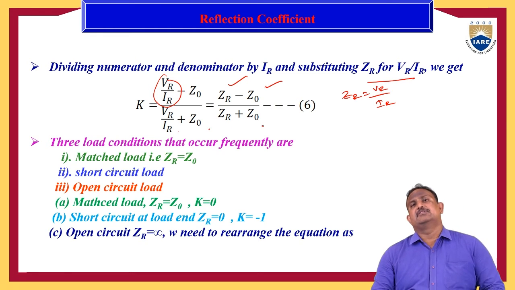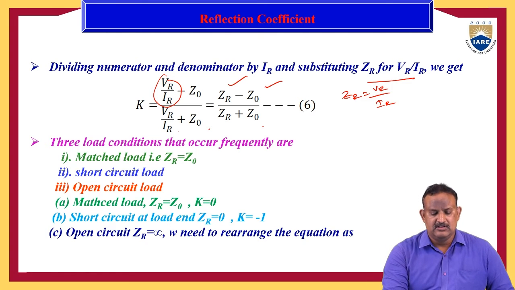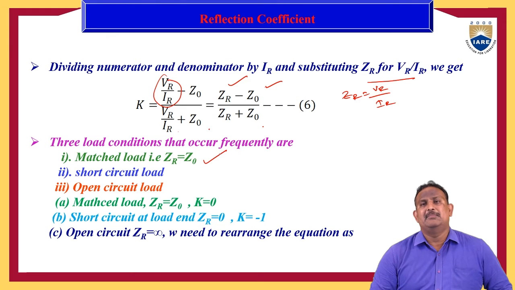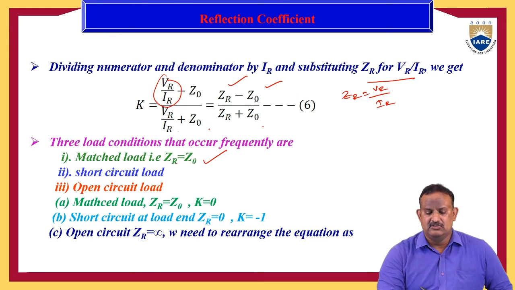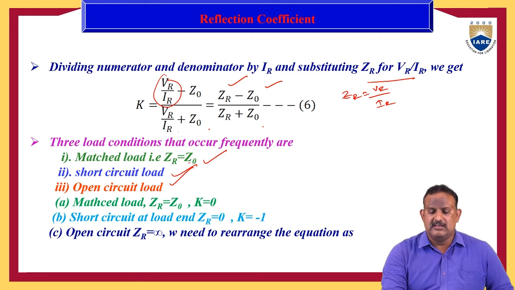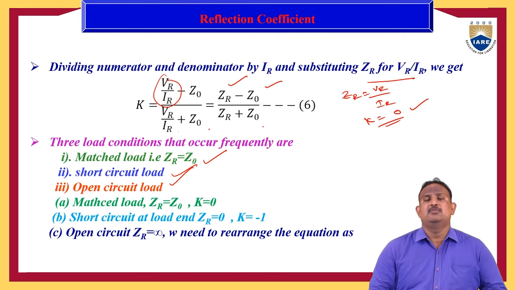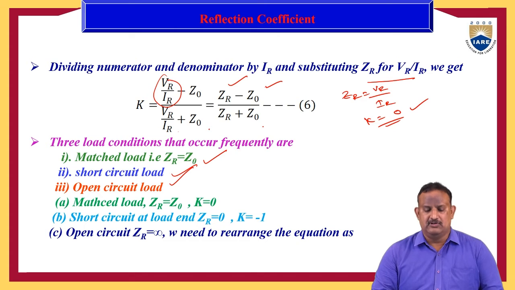Here we have different load conditions. The three load conditions are: the first one is the matched load condition, which means ZR equal to Z naught; the second one is the short circuited load; and the third one is the open circuited load. First is the matched load. If we substitute ZR equal to Z naught in equation 6, the numerator ZR minus Z naught is 0, therefore K equal to 0. So if there is a matched load, the reflection coefficient K is equal to 0.